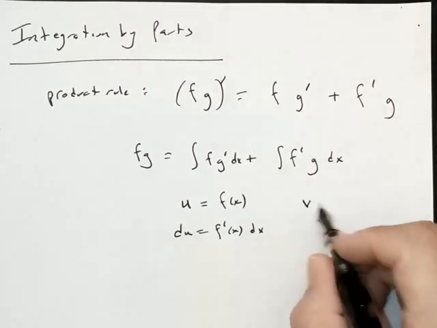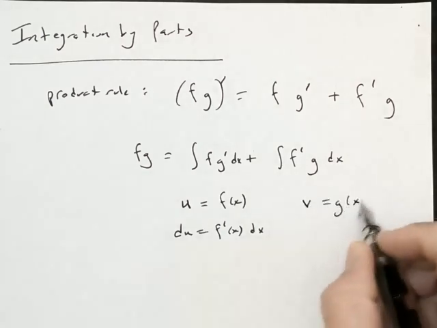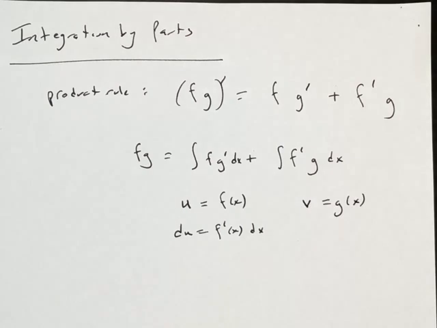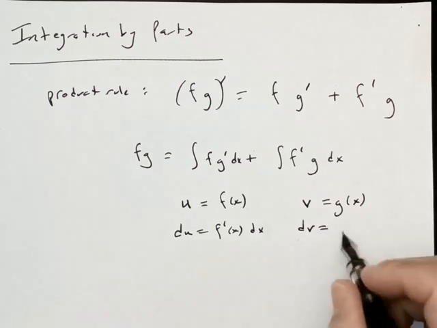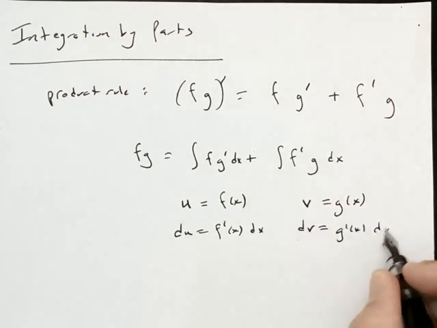Let's try a second parallel substitution. At the same time that we're making that u, let's do another substitution to go with it. Call that v. What's dv then? G prime of x dx.